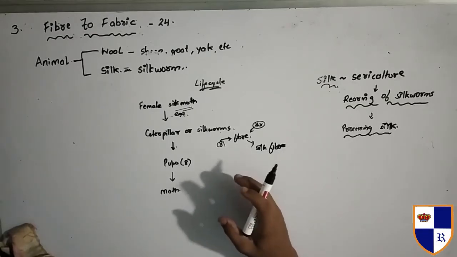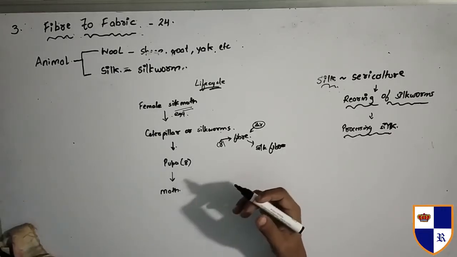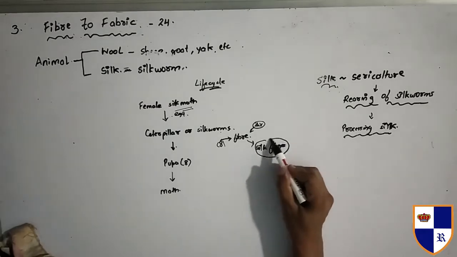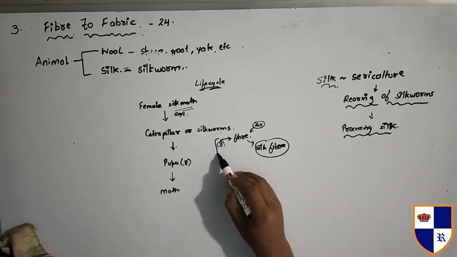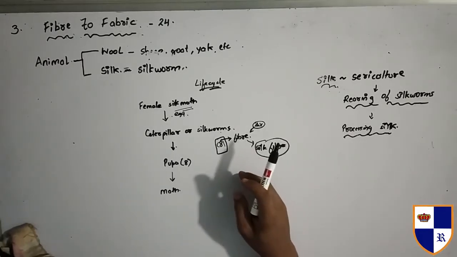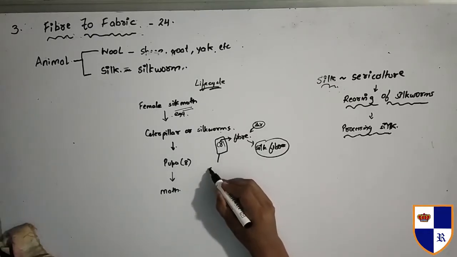And then later on, the caterpillar is completely covered by the silk fibers, like this. This covering is known as the cocoon.